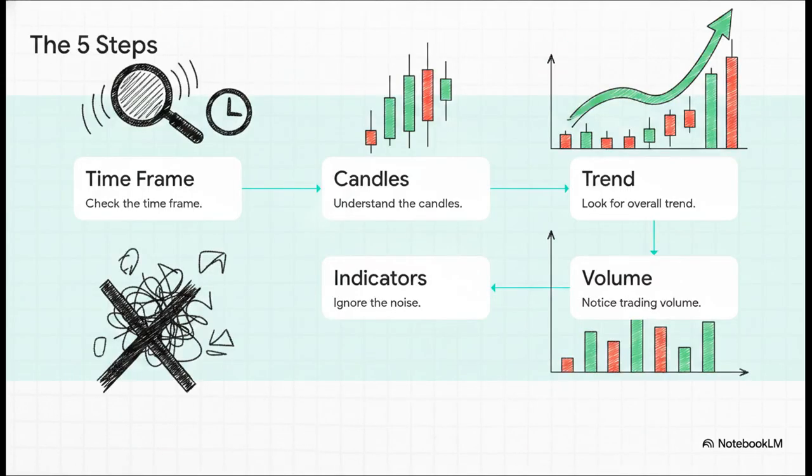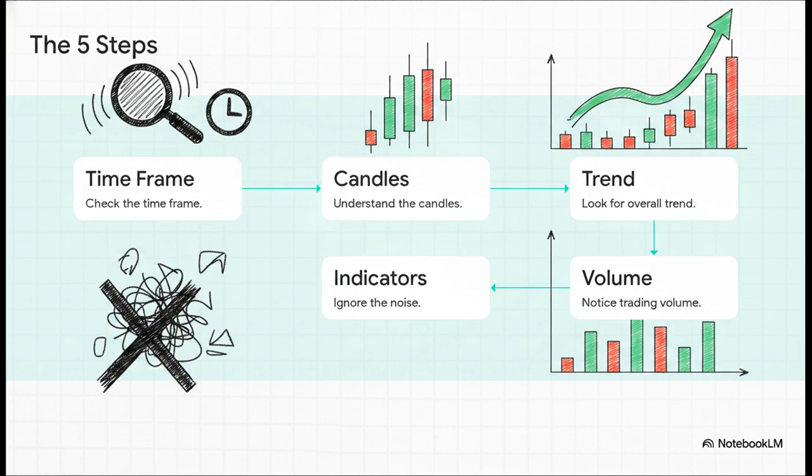Let's pull this all together and see how this logically builds into our final framework. We've torn the whole chart down and rebuilt it using only the stuff that actually matters. Step 1, always check your time frame first. Zoom out. Step 2, understand the simple green and red story that the candles are telling you. Step 3, look for the overall trend using that moving average line. Step 4, notice the volume at the bottom to verify if a move actually has real power behind it. And step 5, ignore the fancy indicators.